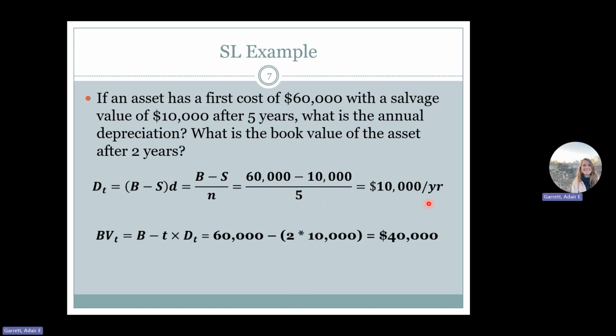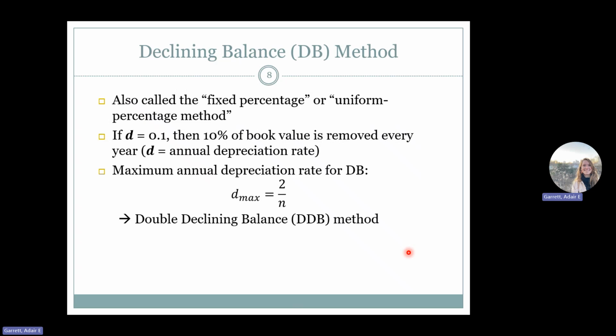Then we can calculate the book value at year t. So that's at 2 years. So we take our first cost minus 2 times our depreciation charge. So 60,000 minus 2 times 10,000 per year. And that's from here. And then we're able to calculate $40,000. Let's move on to our second depreciation method.